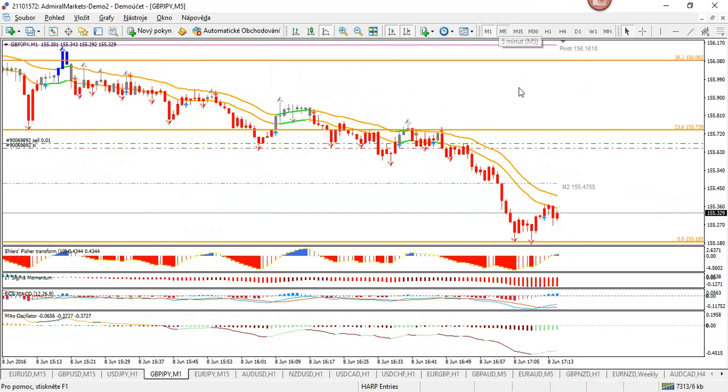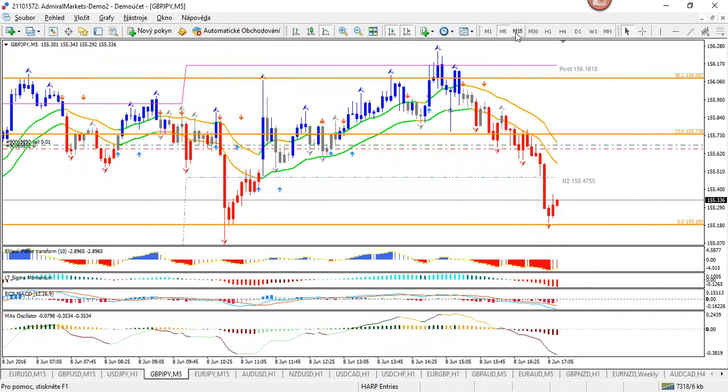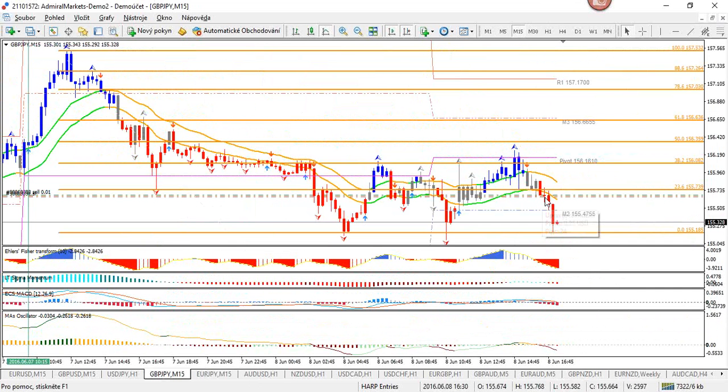Pound yen is the same. It too had momentum on the 15-minute chart right here. As you can see, this is when we entered in momentum territory right there. Rejected off the pivot point.